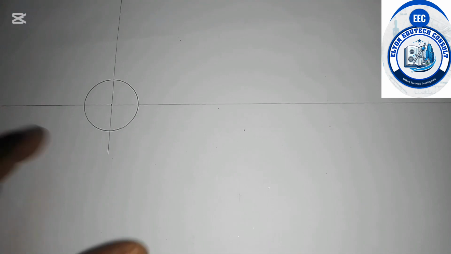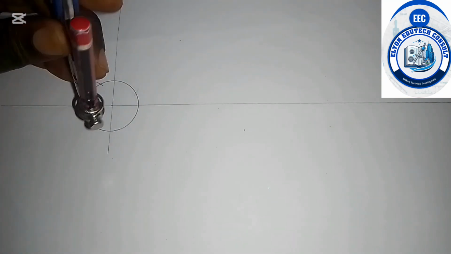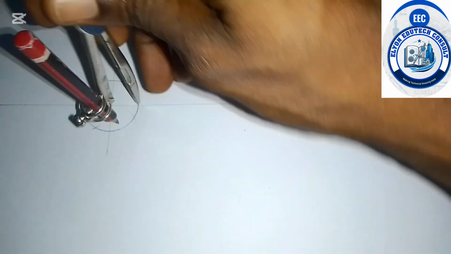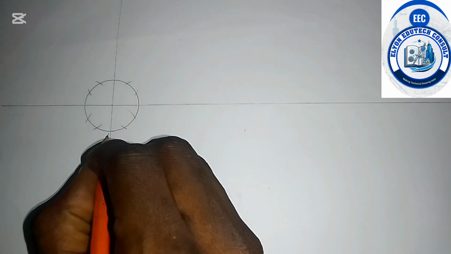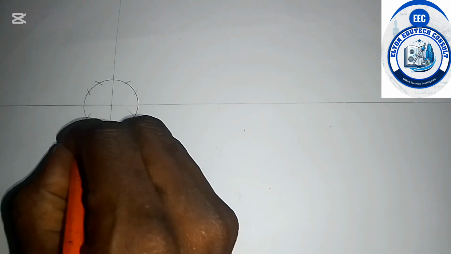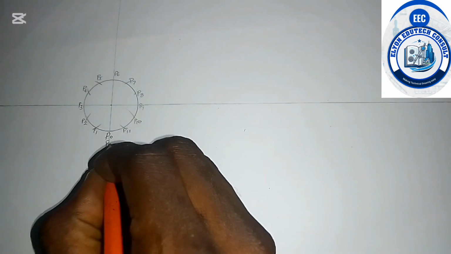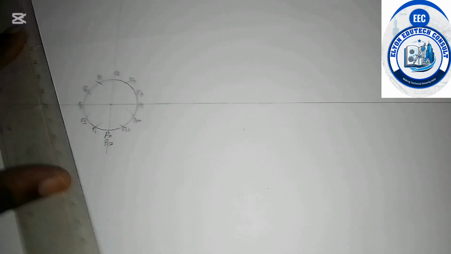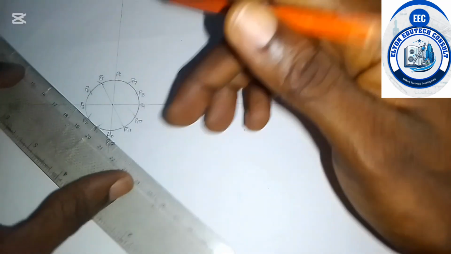So I'm going to be dividing this circle into 12 equal parts. I'm going to number this way. So if this is my P0, this is P1, P2, then P11 and then P12 that way. So let me join the points.